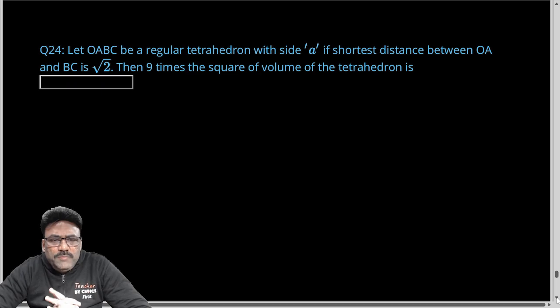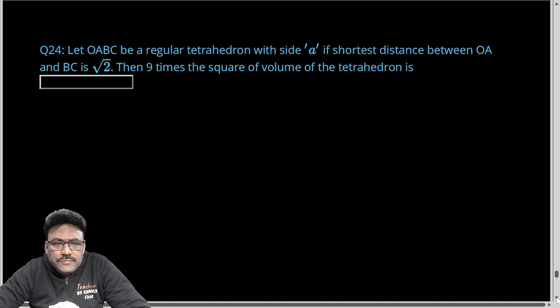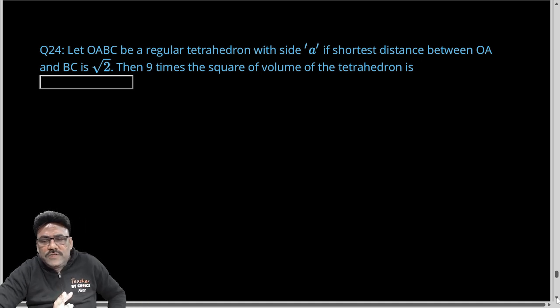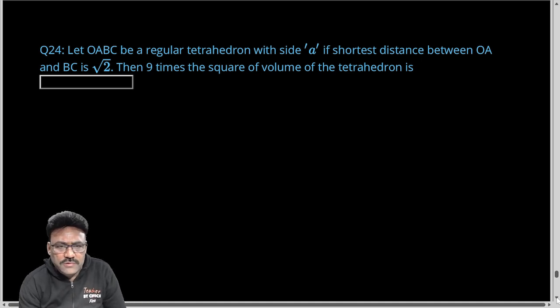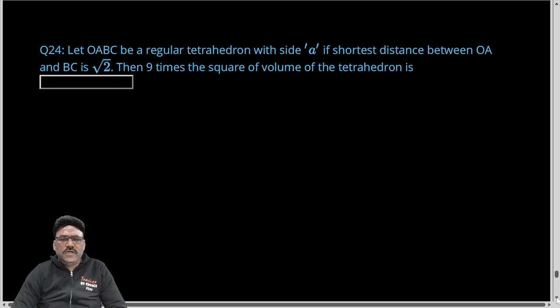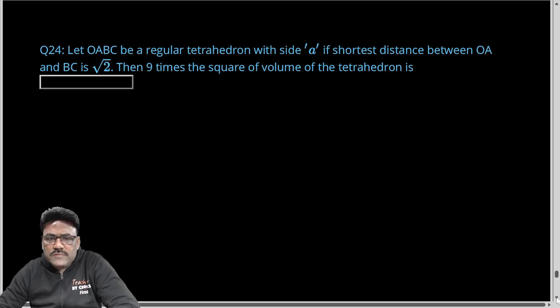See this question. OABC is a regular tetrahedron with side length a, and the shortest distance between OA and BC is root 2. Then find 9 times the square of the volume of the tetrahedron. This is a straightforward formula-based question. If you can recall the formula and if you know the formula, this is a straightforward question.